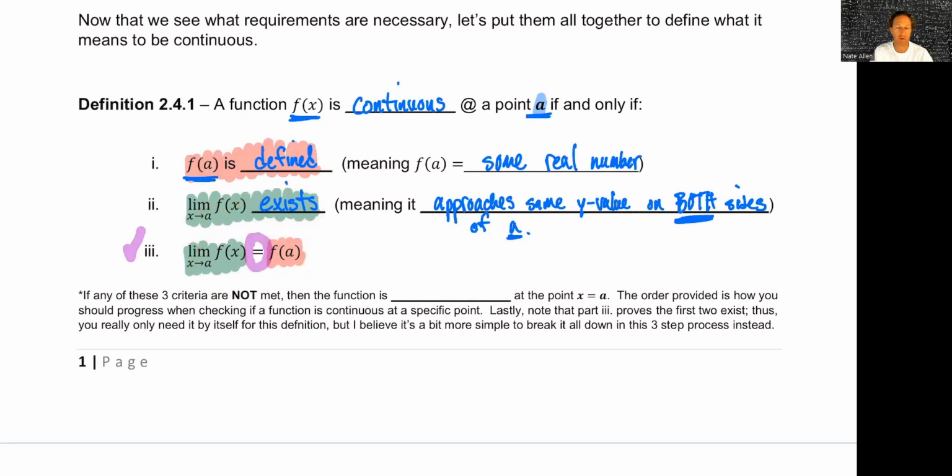Okay, if any of these 3 criteria are not met, then the function is what at that value? Discontinuous. This is the order that you should do them in: 1, 2, and then 3, which stems from 1 and 2, just making sure that they are equivalent. So that's the basis of this whole section. And again, hopefully you see why we have limits in the definition. Therefore, that's why this section is separate but included into the limit chapter, chapter 2.